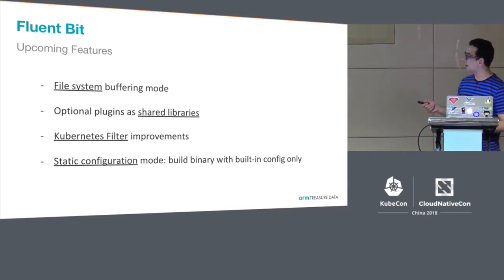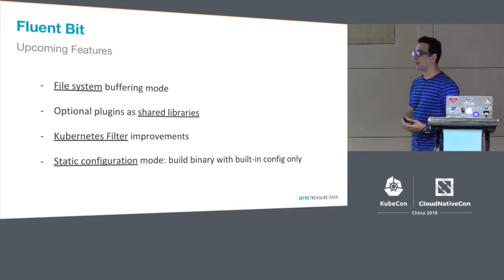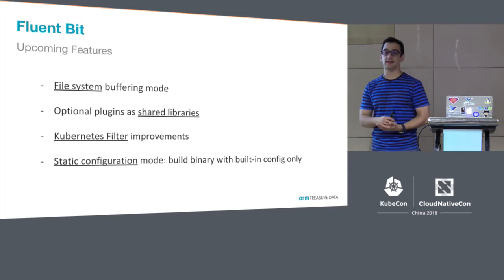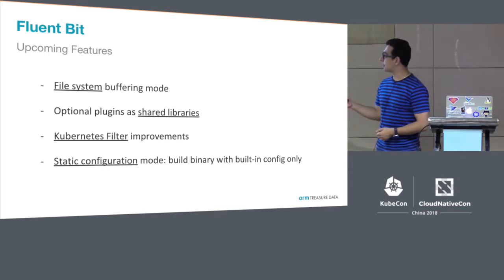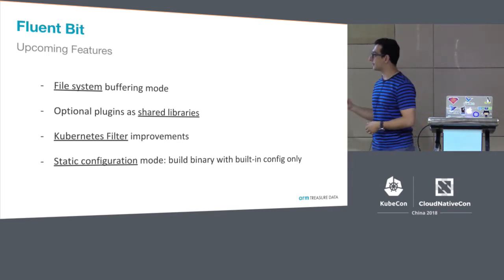Write optional plugins as shared libraries. As of now, Fluent Bit is written in C, and all plugins are linked statically. So the new change is that they will become shared libraries.